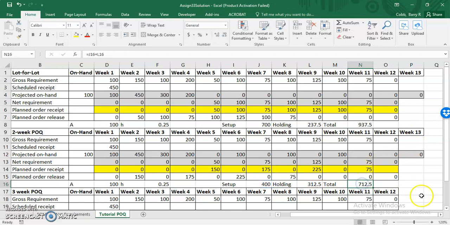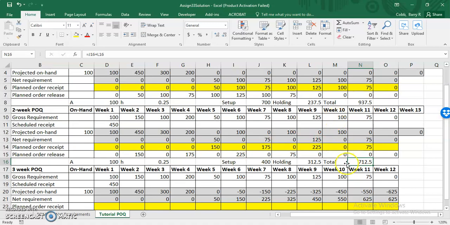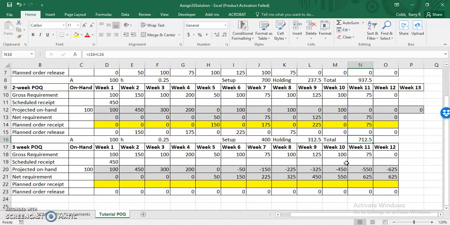And so our total costs are $712 for the 2-week POQ model versus $937 for the lot-for-lot model. So we may want to consider 2-week POQ over lot for lot if we're willing to hold inventory. And there are other managerial considerations, but certainly on the basis of these costs, it looks like it could be beneficial.